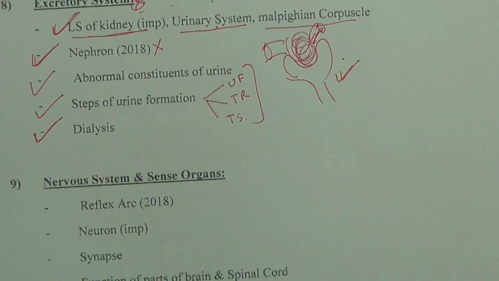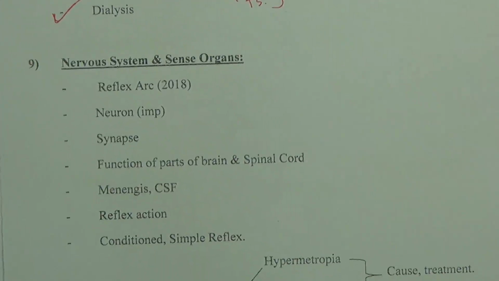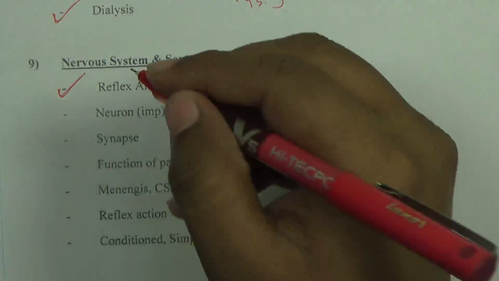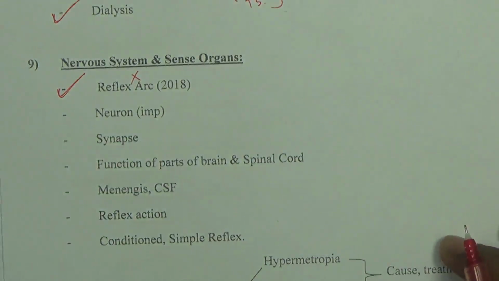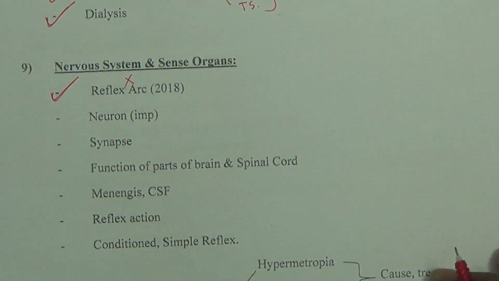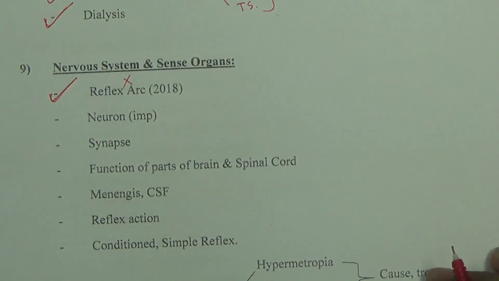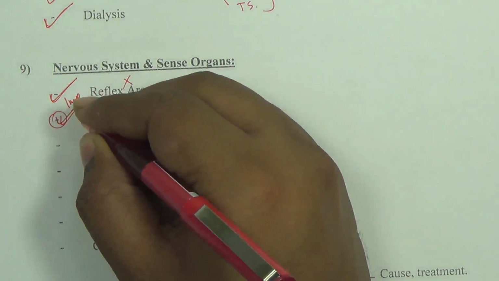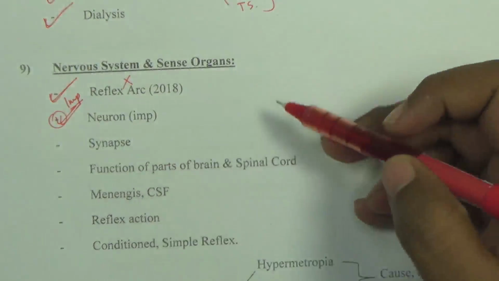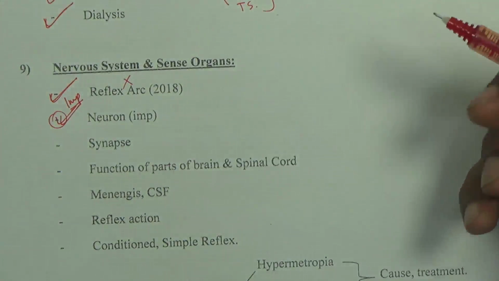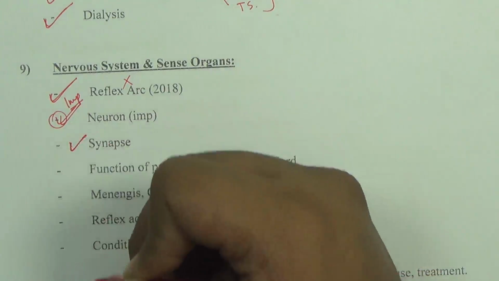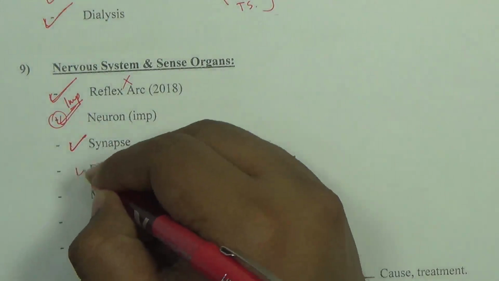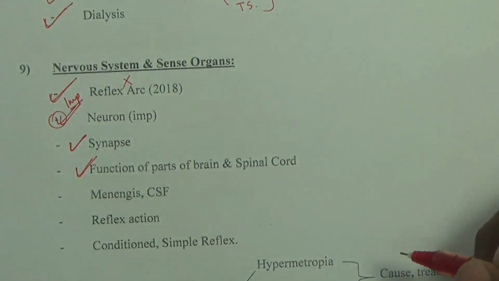We come to nervous system. Now in nervous system, in 2018, reflex arc diagram came. So you need not practice the reflex arc, right? Practice as in the questions. You need not practice the questions on reflex arc. You can look at the diagram of neuron. Neuron is very important for this year, right? You can have a diagram of the neuron and several questions on it. You can have the definition of synapse. What is synapse? This is important. Functions of the different parts of brain and spinal cord, needless to say.